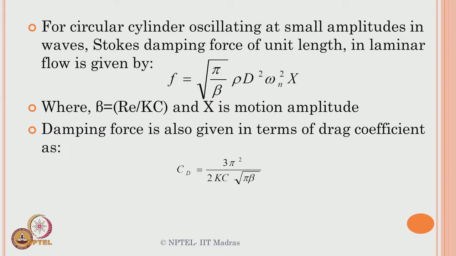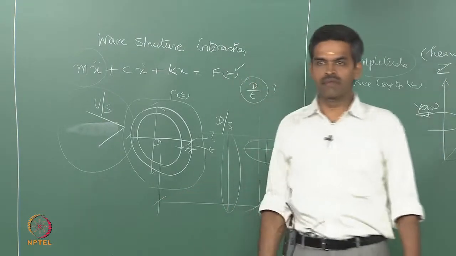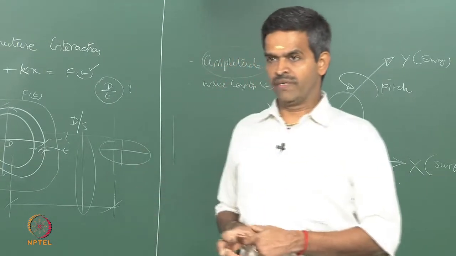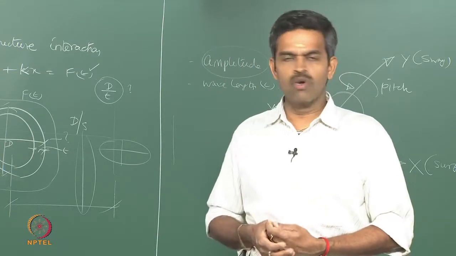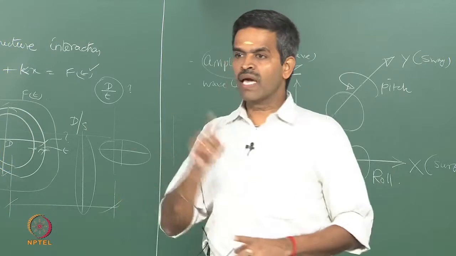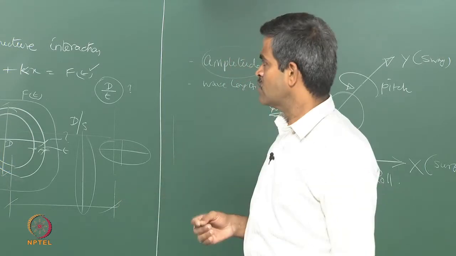For a circular cylinder oscillating at small amplitude, Stokes has given an equivalent damping force by the equation F is equal to pi mu beta rho d square omega n square x, where x is the motion amplitude. So, it is proportional to the motion amplitude, where of course d is the characteristic dimension of the member. I keep on repeating this, it is not the diameter of the member, it is the dimension normal to the wavefront. Diameter of course in a cylinder is going to be the diameter, but it does not always remain as the diameter, it is always called the characteristic dimension of the member. It is not the larger one.